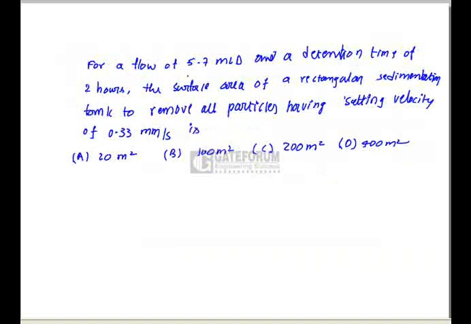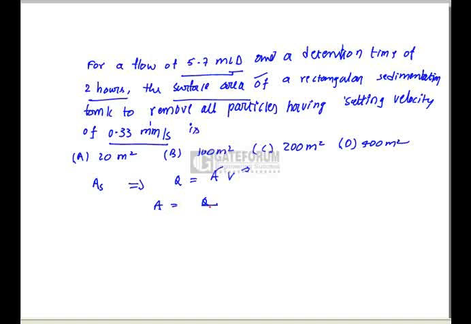It says that for a flow of 5.7 million liters per day and a detention time of 2 hours, we have to find the surface area of a rectangular sedimentation tank to remove all particles having settling velocity of 0.33 millimeter per second. So surface area we can represent as A s. We know that the discharge is equal to A V, where V is velocity and Q is discharge. Area A is equal to Q by V.